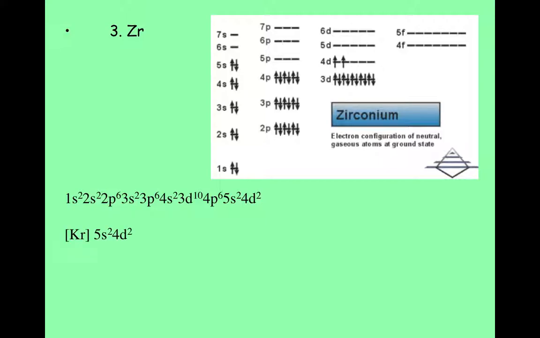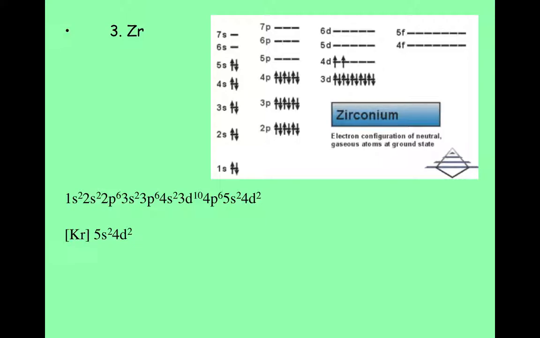And then if we simplify this, everything up to 4p6 is covered by krypton in brackets, so [Kr] 5s2, 4d2. The reason that we work on these shorthand configurations is because typically we're most interested in the electrons that are furthest from the nucleus, that are in the outermost energy level. And so generally when we cut it off at the noble gases, that's going to give us the most information, or the important information is still all visible. We'll get into that really in the next unit.